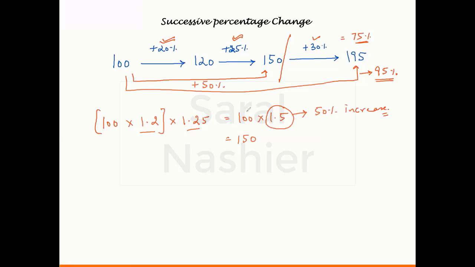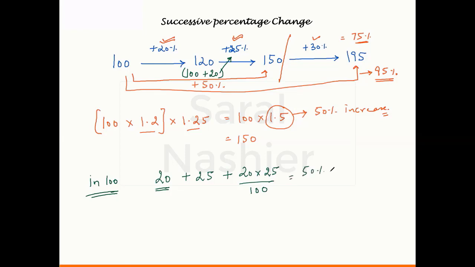There's another one that we can use here, that is, if I look at the increase in 100, what is the increase in 100? So in 100, initially there is an increase of 20%. And after that, there is another increase of 25%, but that 25% is not only in 100. In 100, there is an increase of 25%, but there is an extra increase. What is that extra increase? It is 25% of 20, that is 20 into 25 divided by 100. And this whole thing also tells you that the net percentage has increased by 50%.